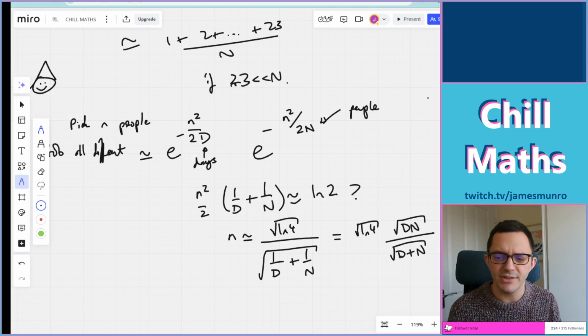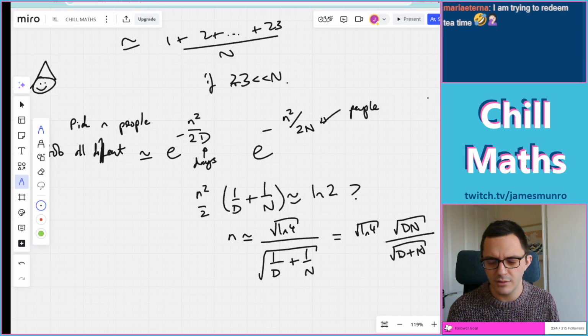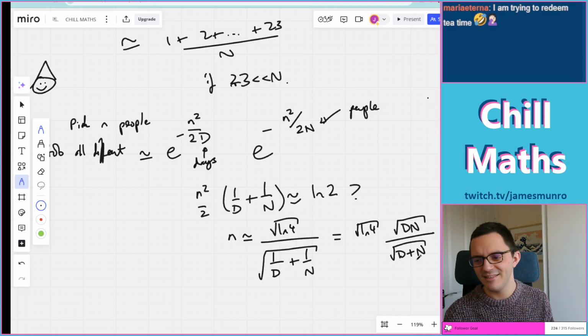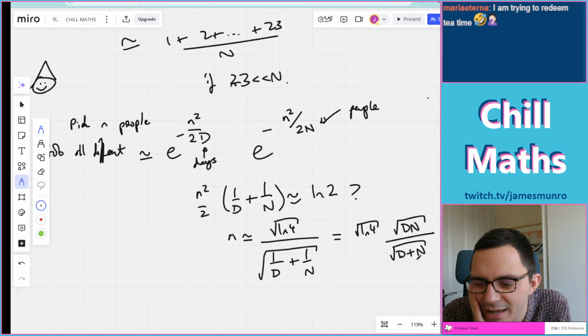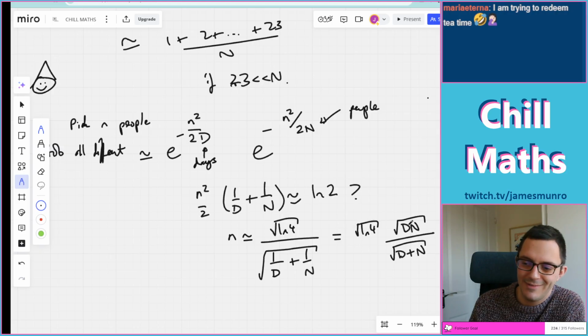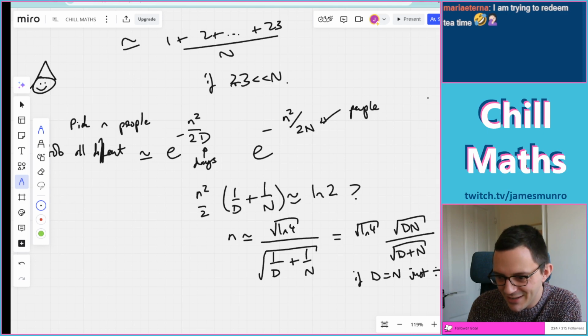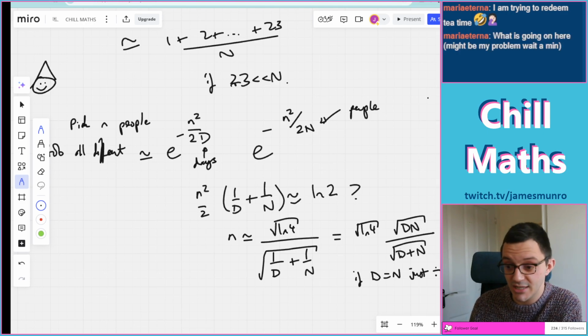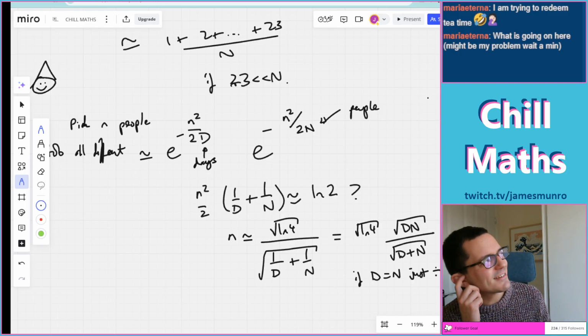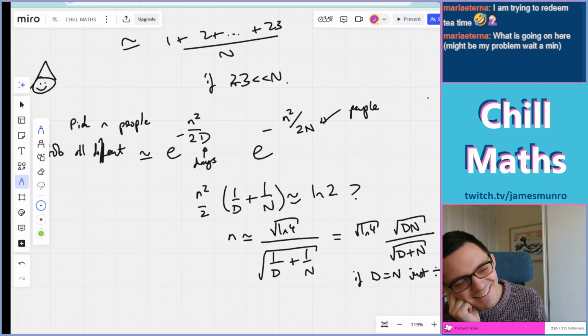If d and n are about the same, then this just gives you a factor of root 2 underneath. It just divides it by root 2. If these are equal, there's a factor of 2 down here, and it cancels with one of these upstairs, so that's quite good. If you have two sorts of birthday paradox thing going on.